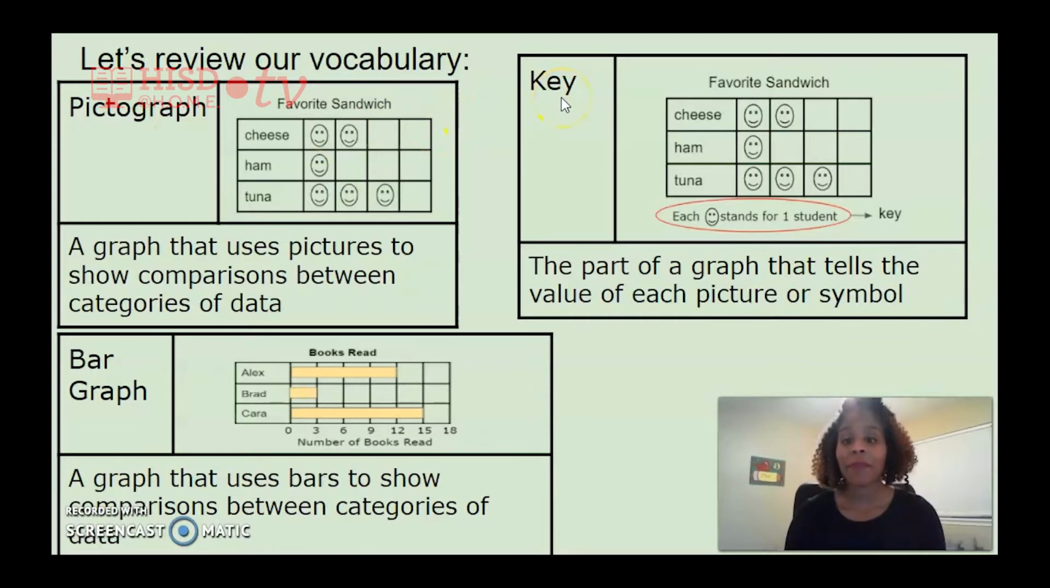Key. Key. Good job. Key is the part of a graph that tells the value of each picture or symbol. Bar graph. Bar graph. Good job. A bar graph uses bars to show comparisons between categories of data.